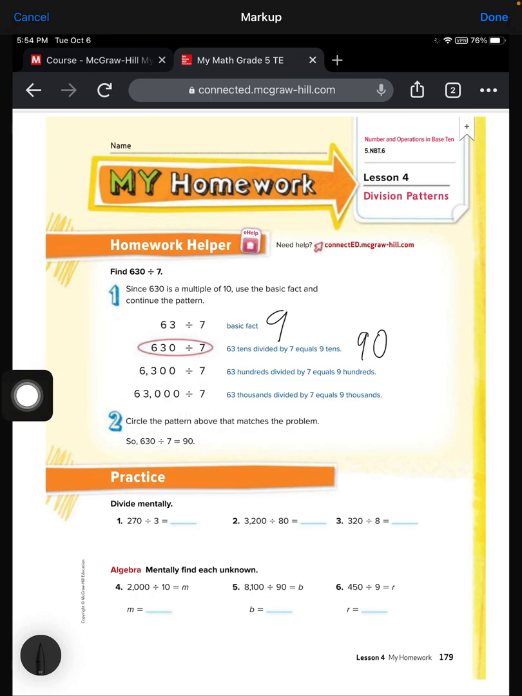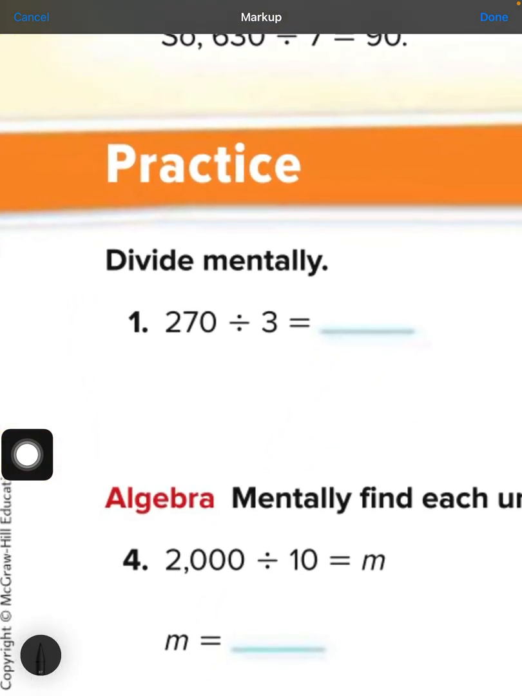6,300 divided by 7. Our answer is going to have 2 extra zeros because there's 2 zeros in the dividend. This one has 3 zeros, so I bet you can guess what the pattern is. Yep, our answer is going to have 3 zeros in it. So with that in mind, let's begin.